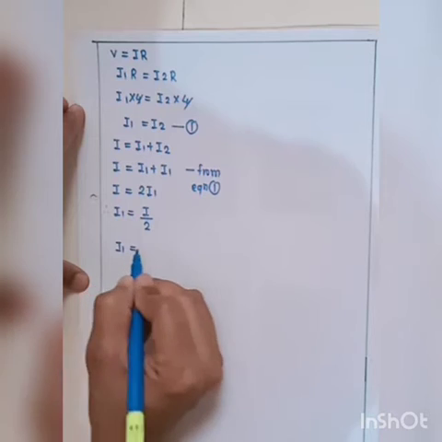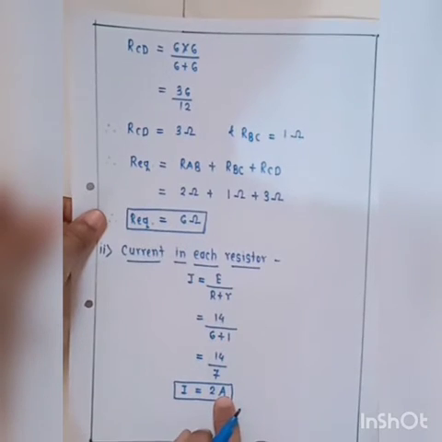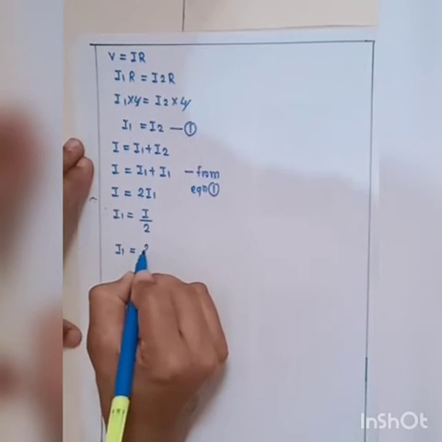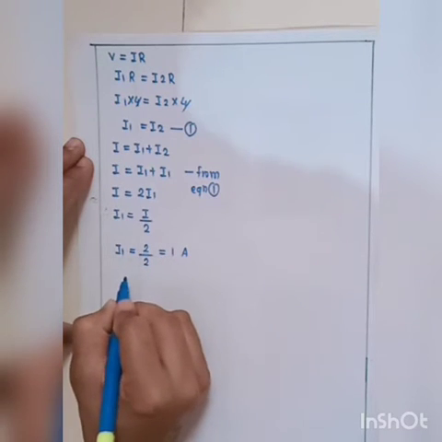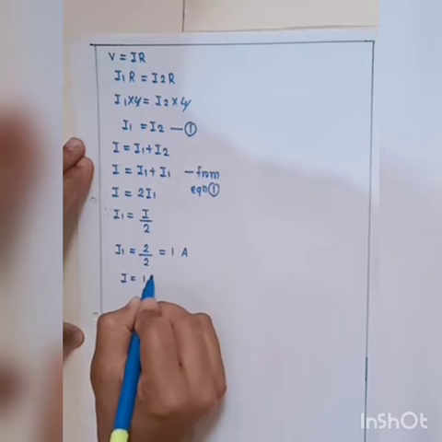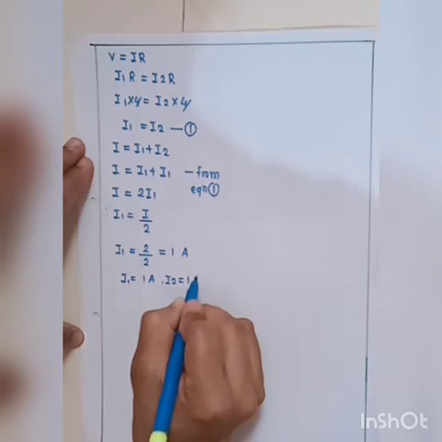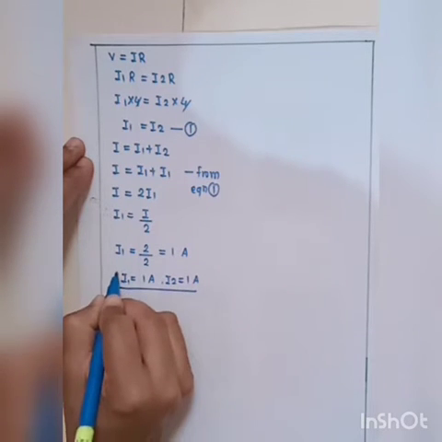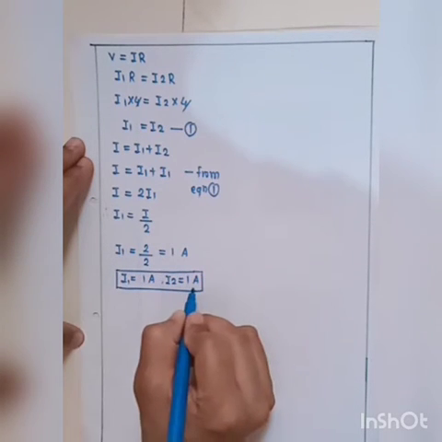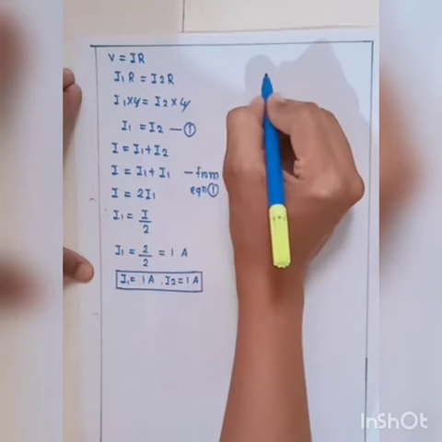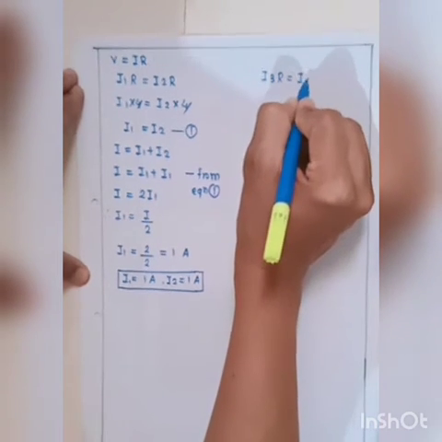We know that the value of total current I is 2 ampere. So I1 is equal to 2 divided by 2, and it is equal to 1 ampere. And I2 is also equal to 1 ampere because I1 and I2 are equal. So I1 equal to I2 equal to 1 ampere. Now similarly for the third network, I3R is equal to I4R.